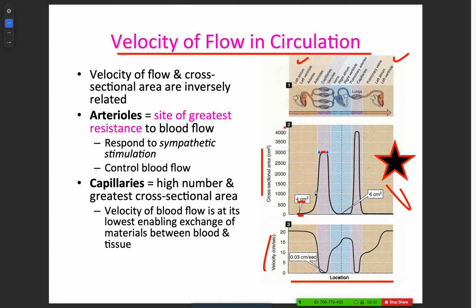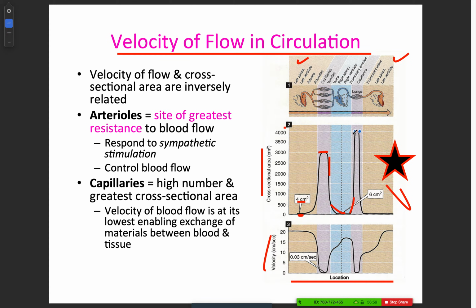We have more things. As blood is returning to the heart, we go from having billions of areas for blood to flow to just being one giant IVC. And so obviously the cross-sectional area is going to drop. Blood's going to enter the heart, and then it's going to go into the lungs. And then in the lungs, you can see we have the highest overall cross-sectional area in the entire body.